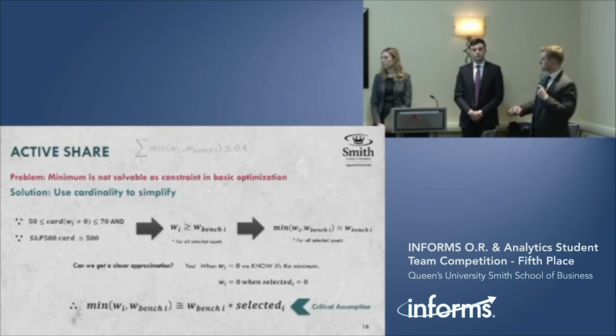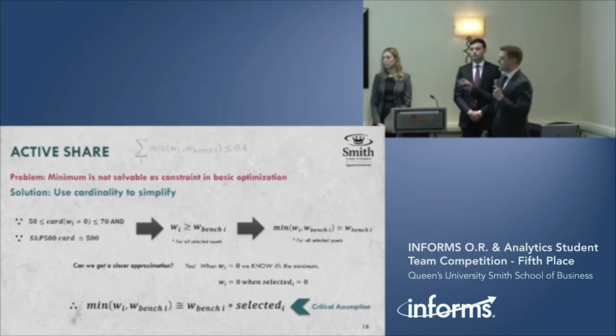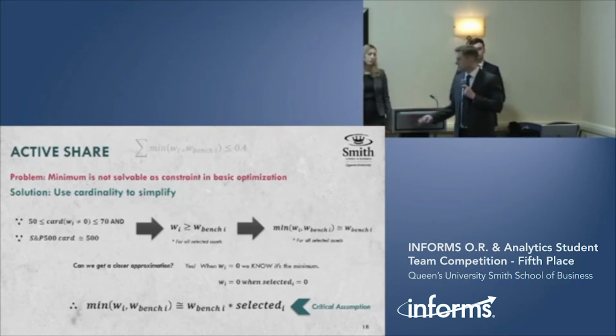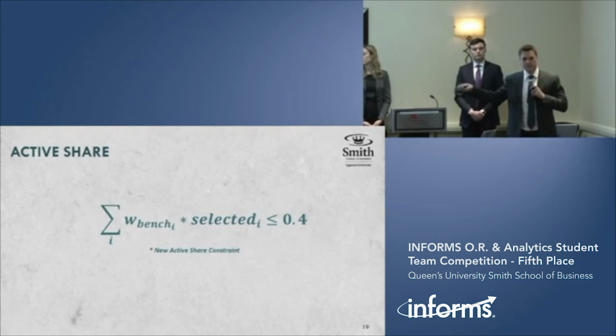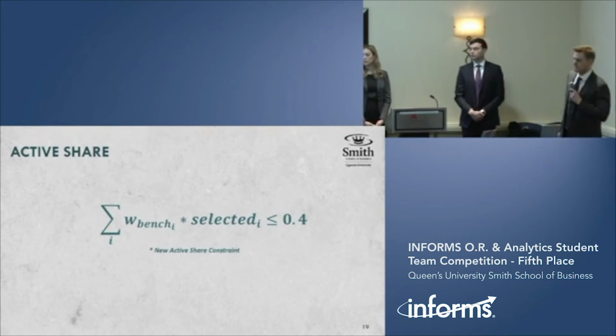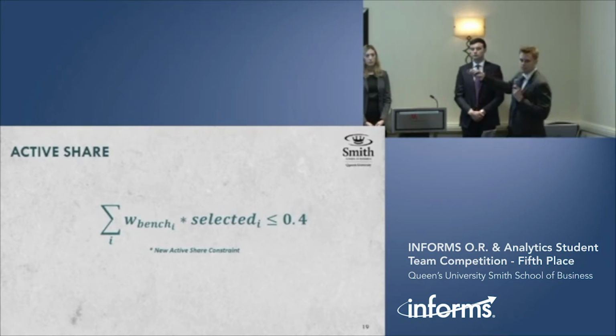By multiplying our bench weight times our selected variable, we get a very close approximation to this minimum function, and that ultimately allows us to simplify our active share constraint to a very linear, easily solvable constraint that looks like this. This is the final constraint you'd see in our model.